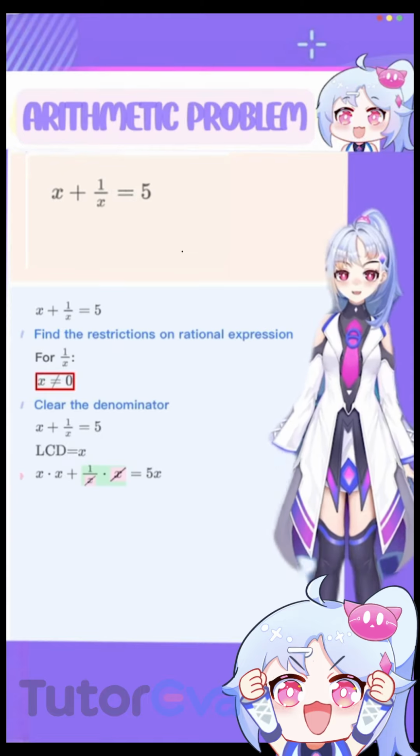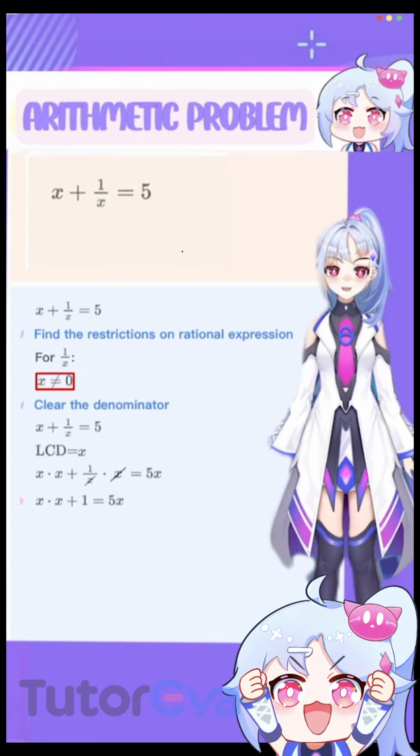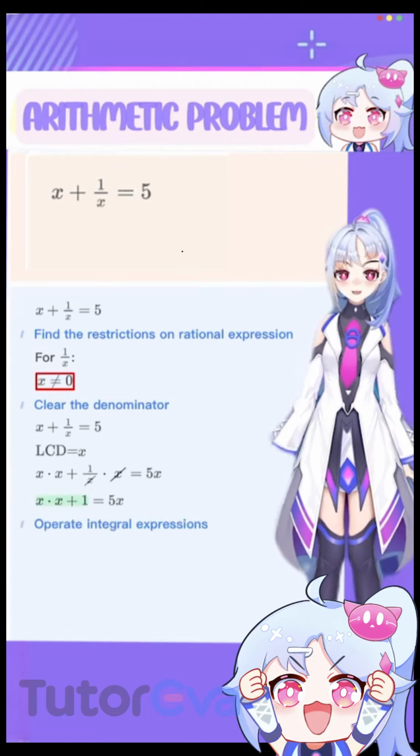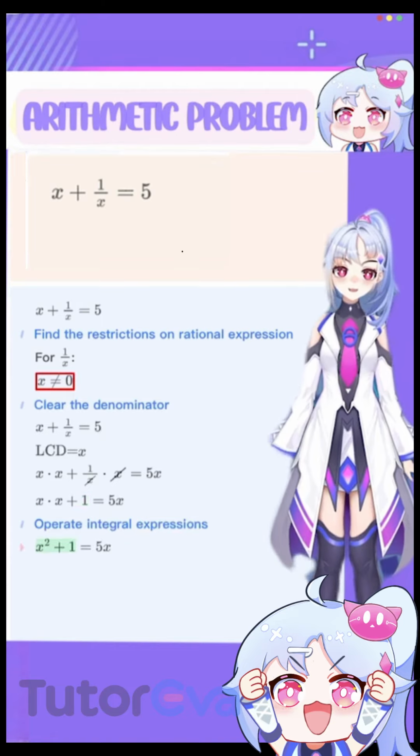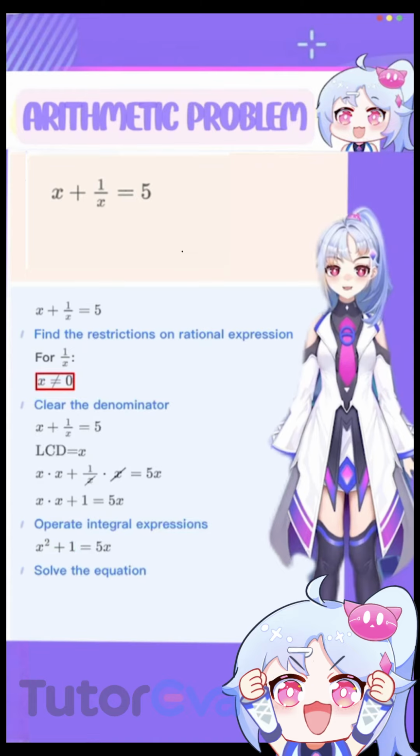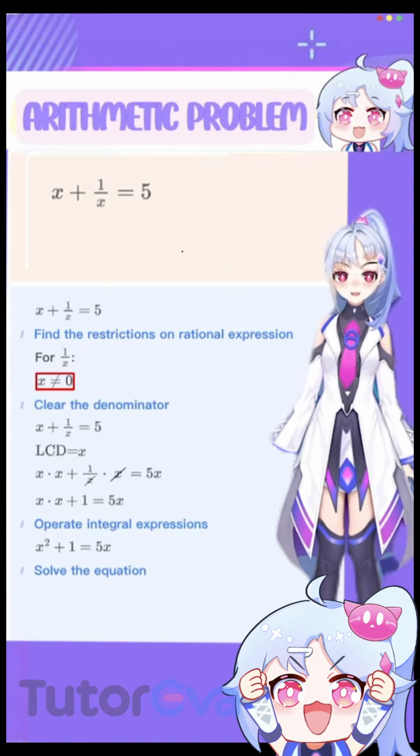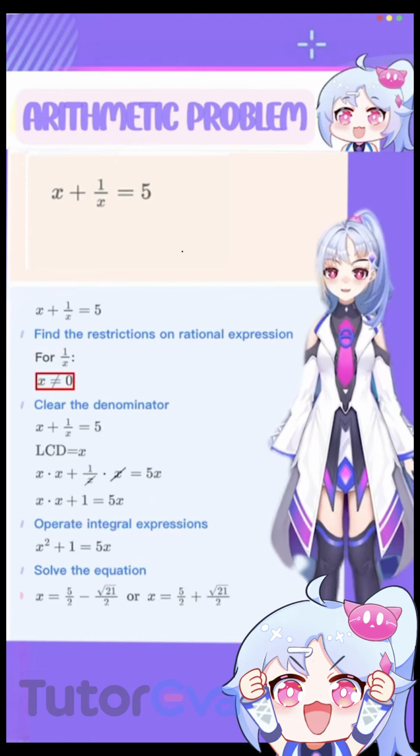Divide out common factors in the expression. Then we can get x plus 1 is equal to 5x. Calculate this expression. Then we can get x squared plus 1. Calculate x squared plus 1 is equal to 5x. So we get the result of this equation.